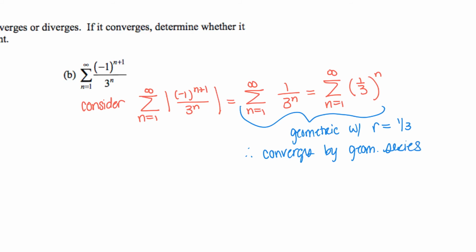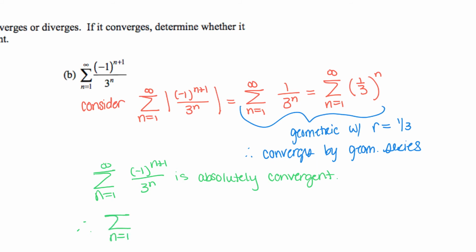What you've just done here is you have just proven that the series from 1 to infinity of negative 1 to the n plus 1 over 3 to the n is absolutely convergent. And therefore, if the series is absolutely convergent, it is also convergent. So that's proving convergence through absolute convergence. So that's the only test that I have for you guys today.